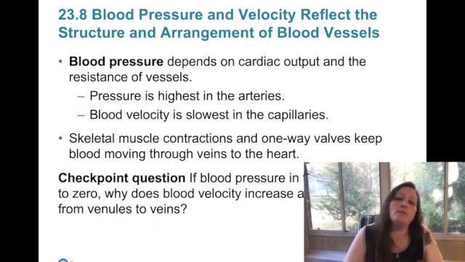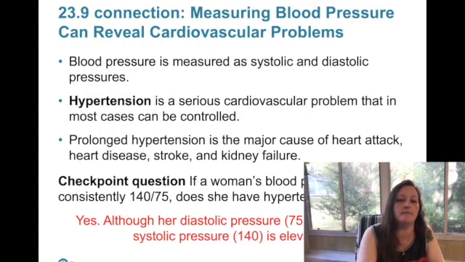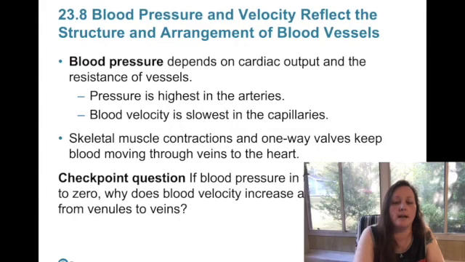Blood pressure. Blood pressure depends on the cardiac output and the resistance of the vessels. So the pressure is highest in the arteries. Blood velocity is slowest in the capillaries. Your skeletal muscle contractions and one-way valves keep blood moving through the veins to the heart. Checkpoint question. If blood pressure in the veins drops to 0, why does blood velocity increase as blood flows from venules to veins? I went too far. I gave you the answer to that one. There.